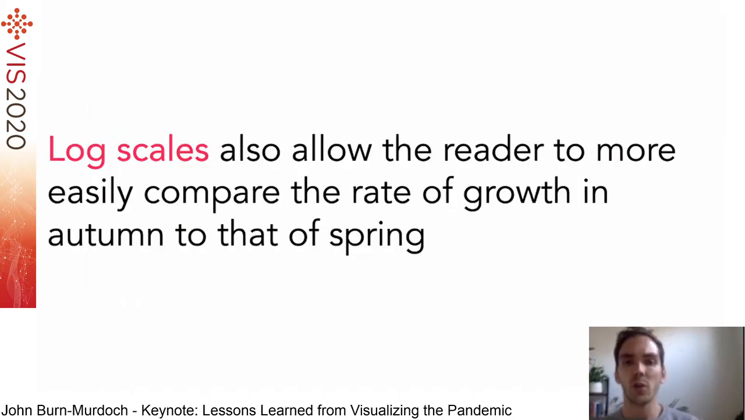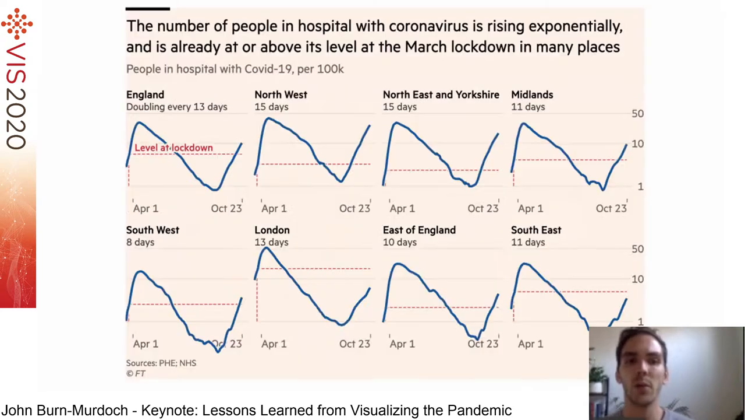Log scales, of course, also let the reader more easily compare the rates of growth today to what they were in the spring. So this is a chart we produced a few days ago, looking at the numbers of people in hospital with coronavirus in different parts of England over here in the UK. And so we're highlighting here that the figures are rapidly approaching what they were back in the spring.